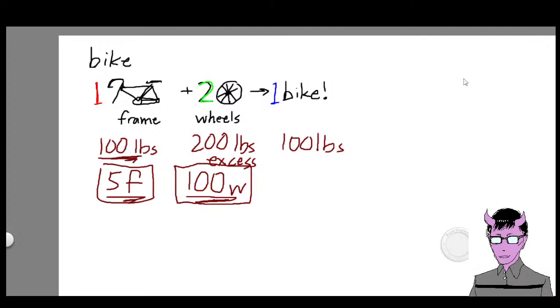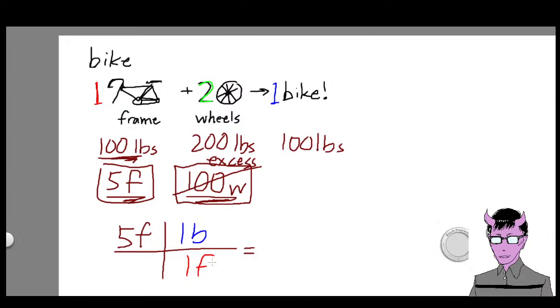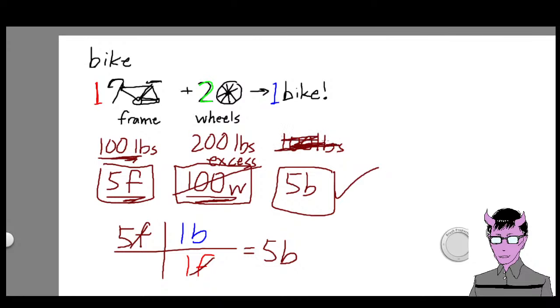Alright. So now that we know that the frames are the limiting, we'll bust out the 5 frames. There it is. So for every 1 frame, 1 bike. As we progress, I'll be using less and less words as I'm doing the process. Cancel, cancel. 5 bikes. That's what we already said. So we can make 5 bikes, and the answer is done. But wait a minute. Aren't the units different now? This is wrong.